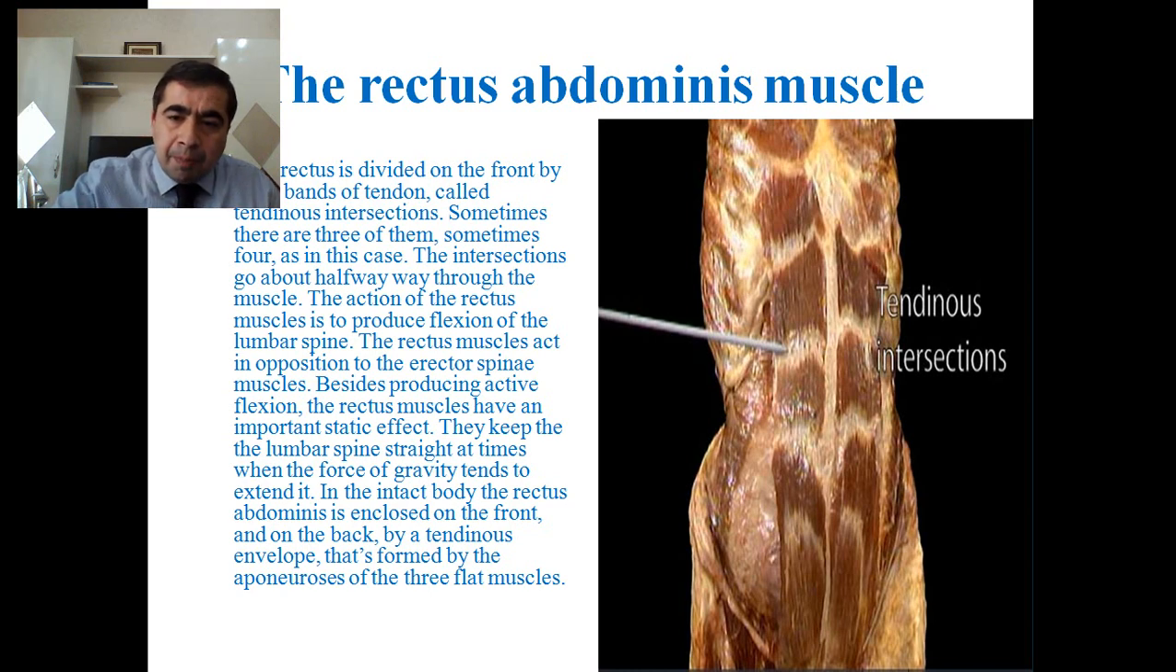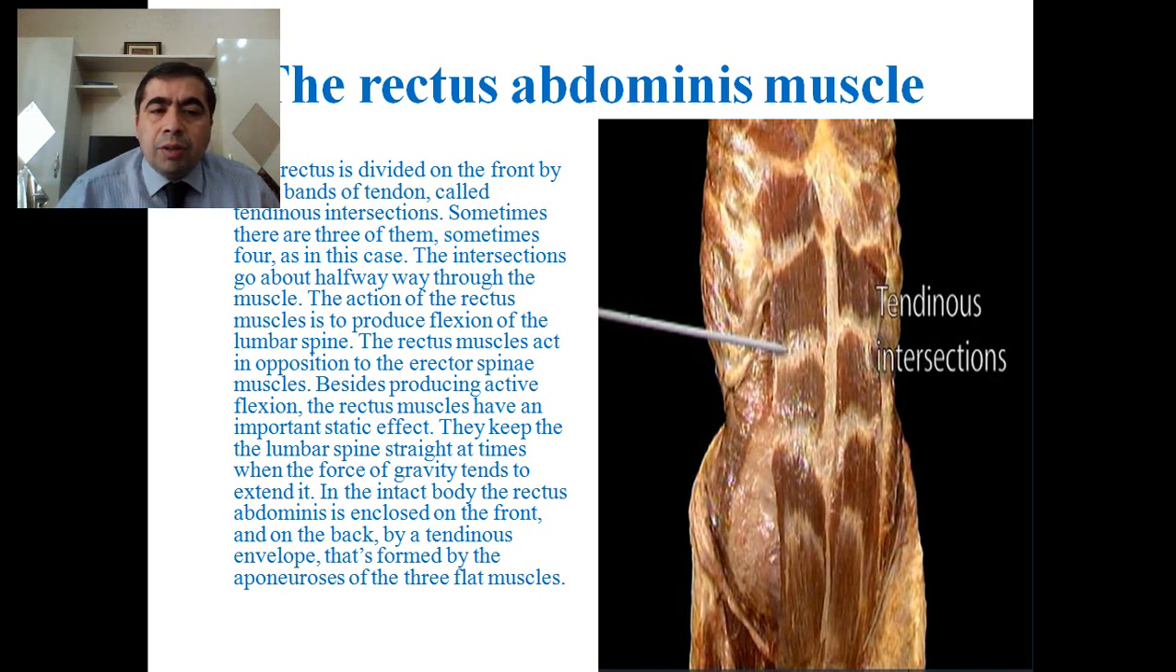These ones. They can be maybe 3, maybe 4. In this picture you are looking at the 4 tendinous intersections, maybe 3. The lowest is not so remarkable. Sometimes there are 3 of them, sometimes there are 4, as in this case. The intersections go about halfway through the muscle.